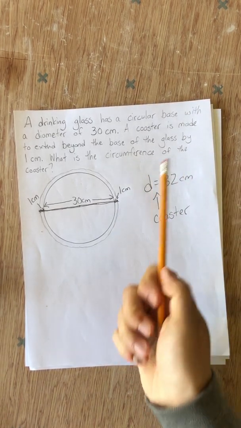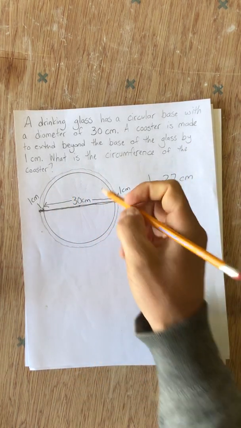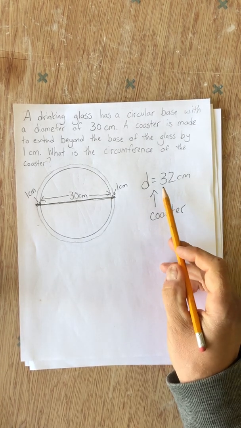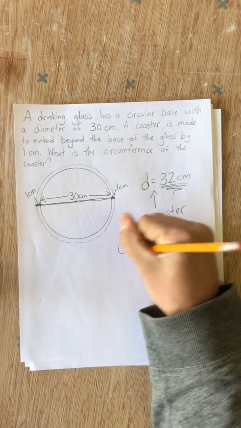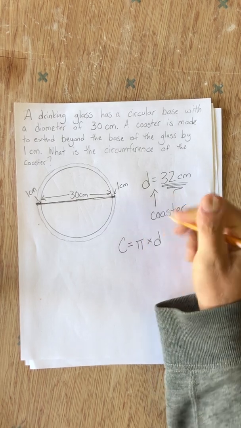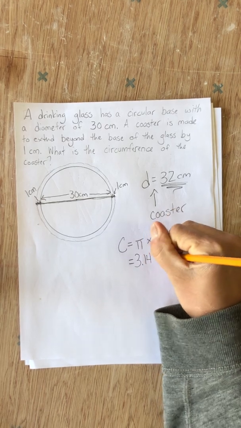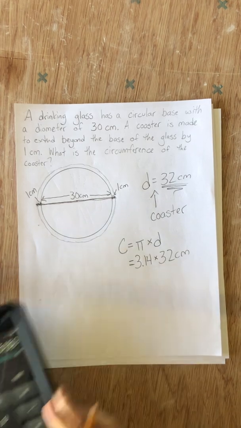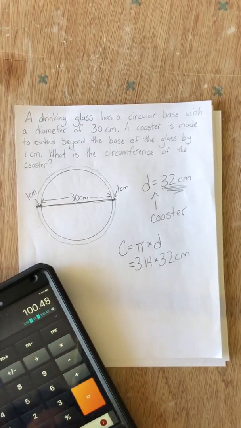Okay, so the question that I'm being asked is, what is the circumference of this coaster, this thing that sits underneath my glass? Well, that's easy now. Now that I have my diameter, all I'm going to do is just plug it into my equation. Circumference equals pi times diameter. So circumference equals 3.14 times 32 centimeters. 3.14 times 32, and there we go.